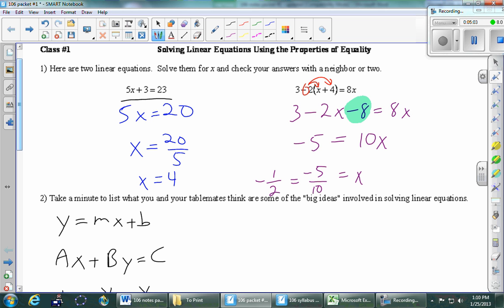Yeah, we want to get rid of it. Currently it's a positive 3. We need to do the opposite of whatever we see there, right? So that's one of these fundamental things about solving equations, is that you need to do the opposite of what you see. What did we do at this stage?